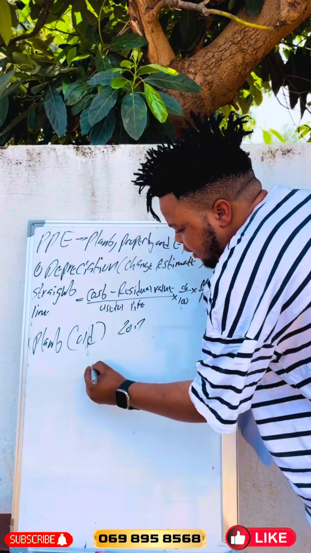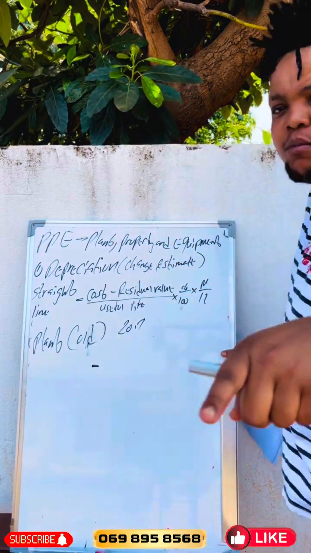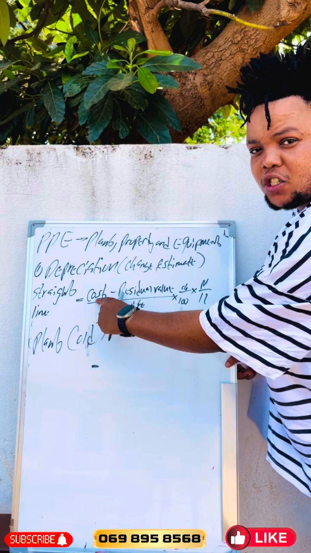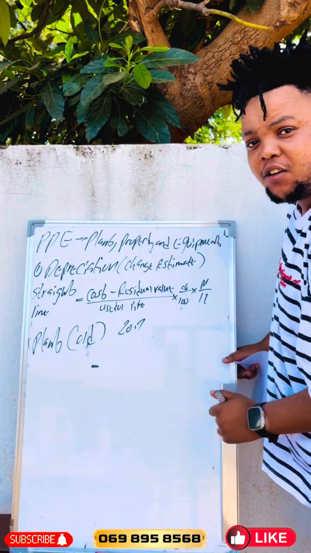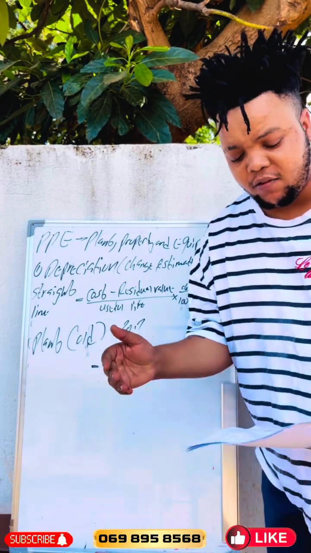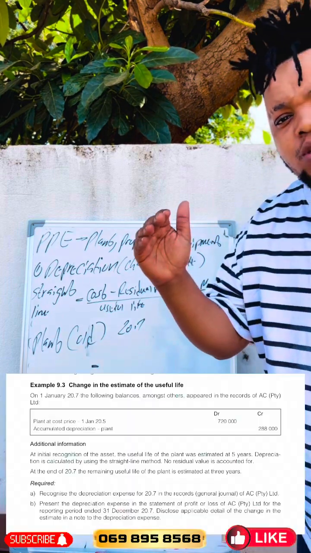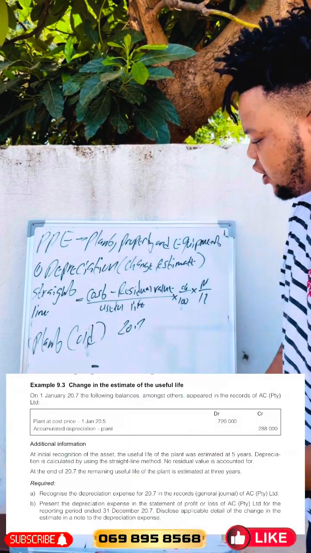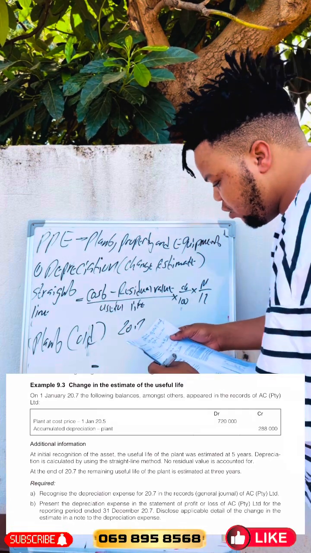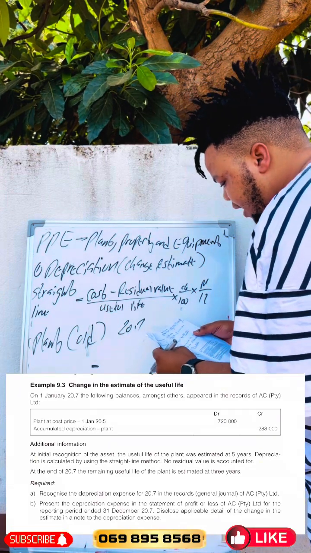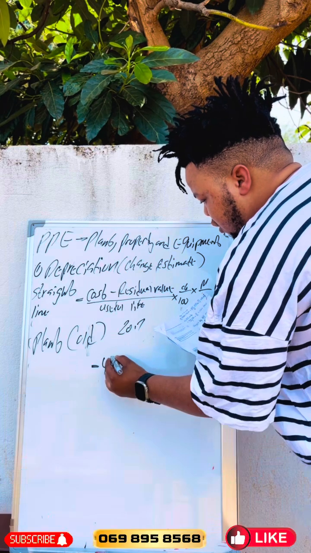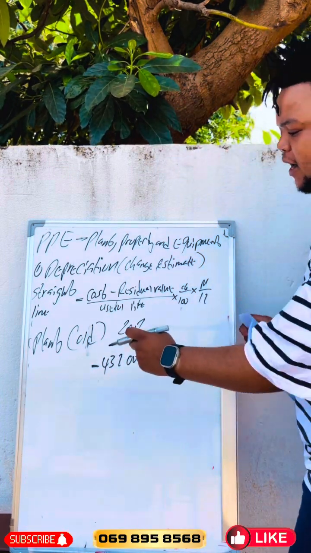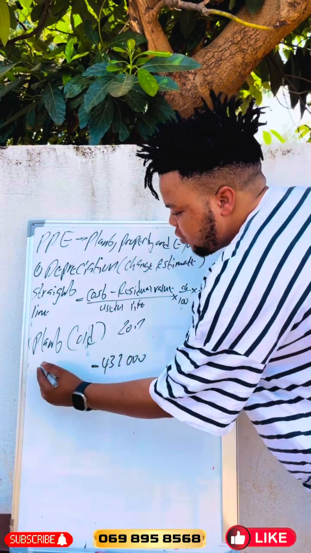But this formula, students, will now change because there's a change in estimate, meaning that I'm no longer calculating at cost. I'm calculating at what? At carrying value. I'm sure you know how to get the carrying value. To get our carrying value, you take the cost minus what? Accumulated depreciation, which to my carrying value, when I minus, I'm getting 432,000.